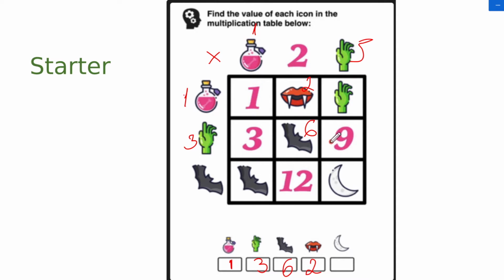And the last thing is the moon. A bat times 3 should give you the moon, and the bat is 6. So you have 6 times 3 gives you the moon, which is 18. So obviously the moon should be 18. And that is the starter puzzle. So now let's get into the lesson.